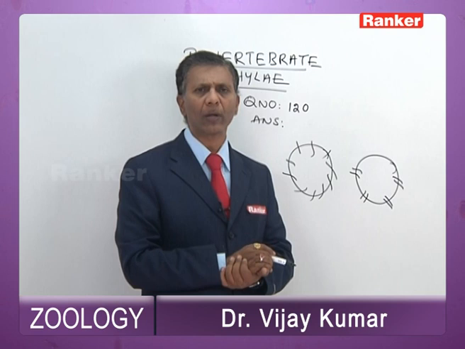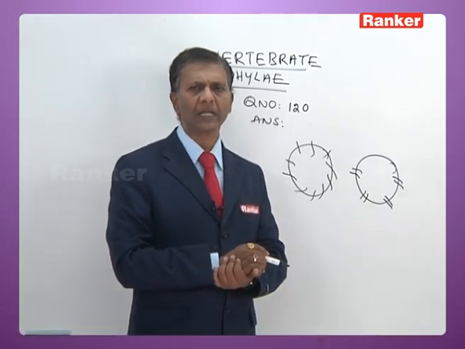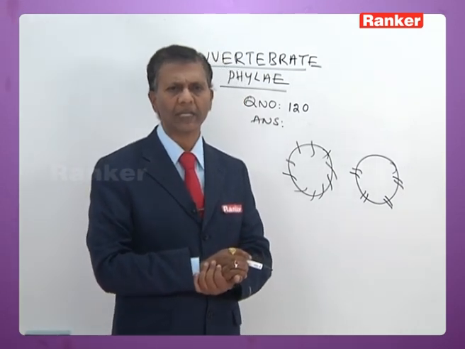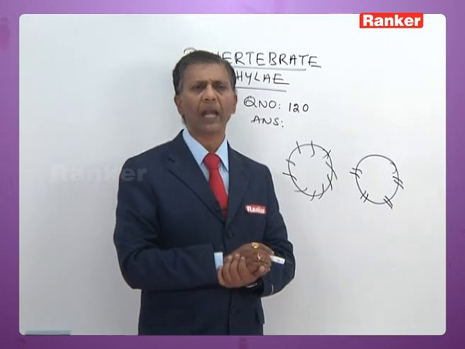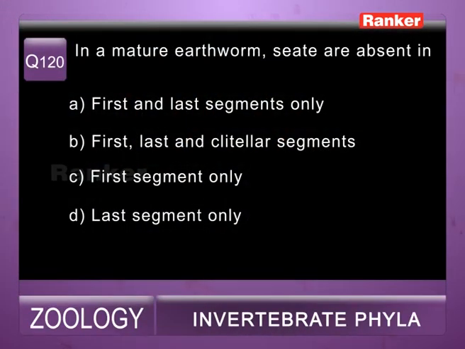So question number 120 is asking, in which segment setae are absent? They are absent in first segment, last segment and clitellum. Setae are absent. So 120th question, correct answer is B.